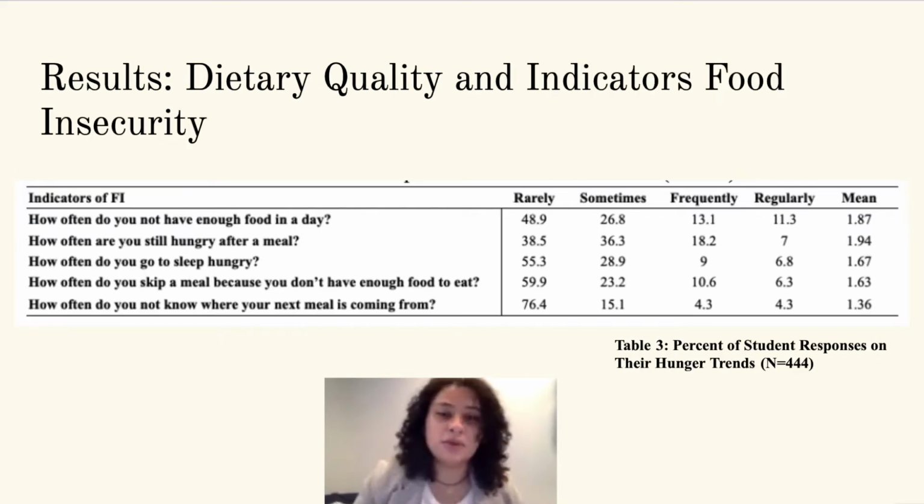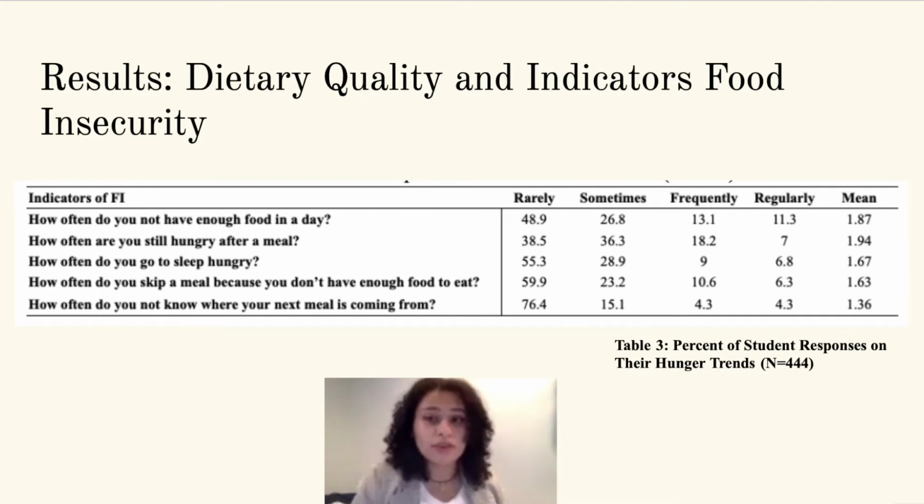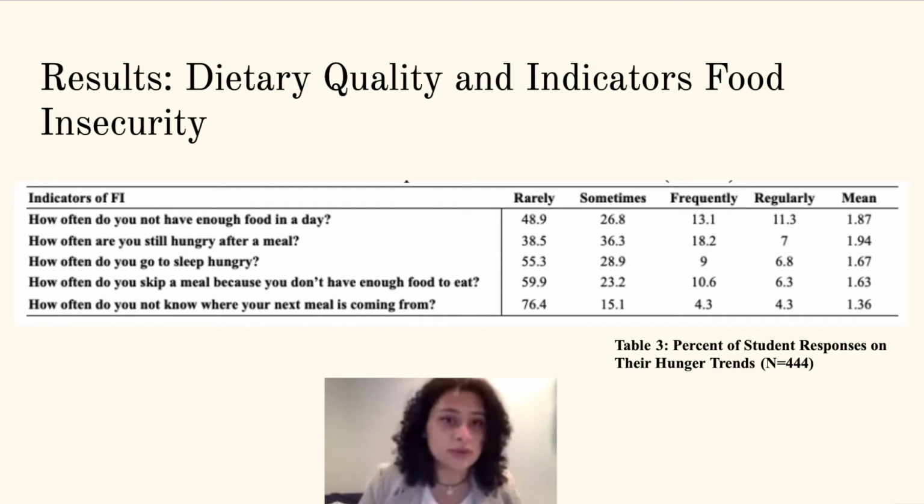This table represents Table 3, and it reflects the percent of student responses on their hunger trends. Alarming numbers are reflected as we see that 11.3% of students regularly do not eat enough food in a day. A percentage of students also report that they go to sleep hungry and do not know when their next meals will come from, numbers that should not exist at all if students were food secure.